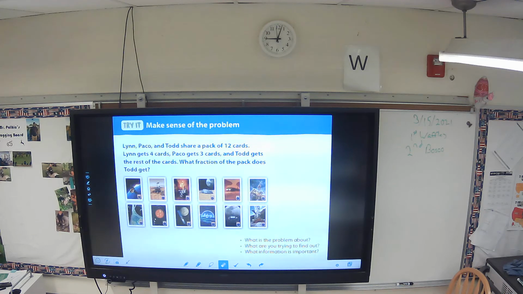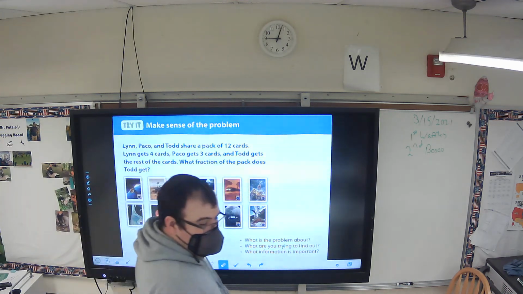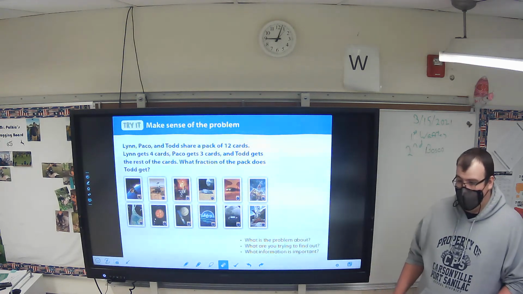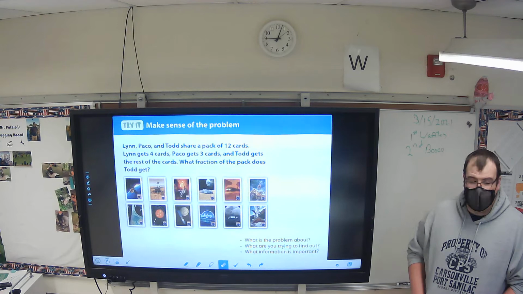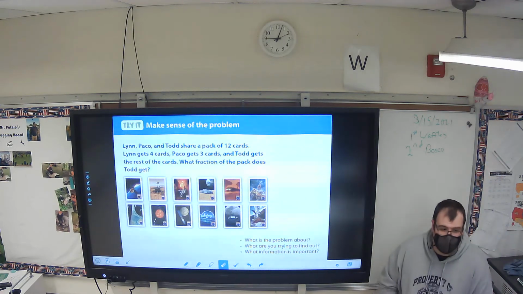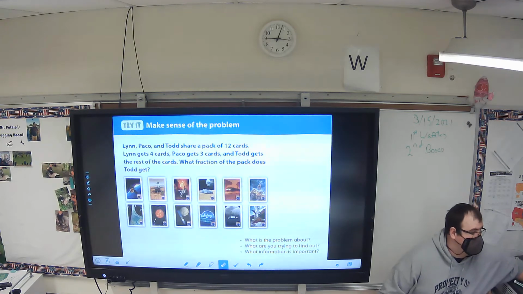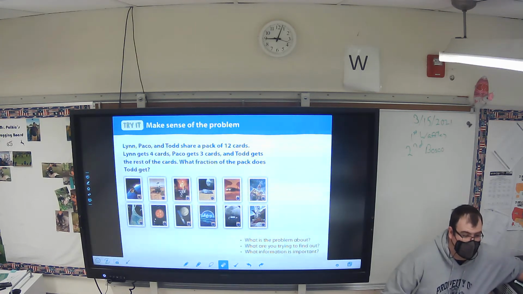Alright, so what do we have to figure out first? Amelia? How many cards Todd gets. That's what we have to figure out, right? We have to figure out how many cards Todd gets. What do we have to figure out first to solve for how many cards Todd has? Add 4 plus 3. It is 7, but what do 4 and 3 represent?